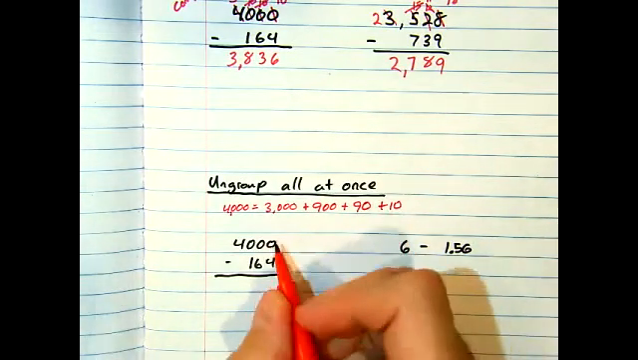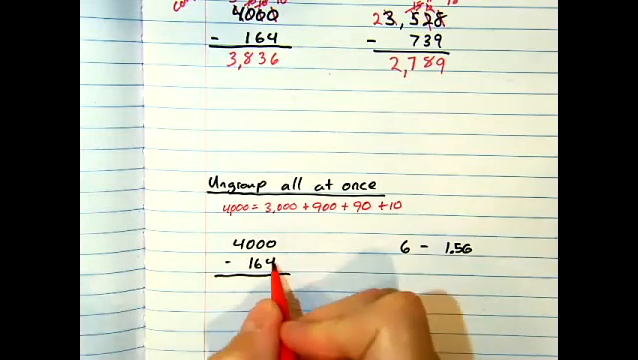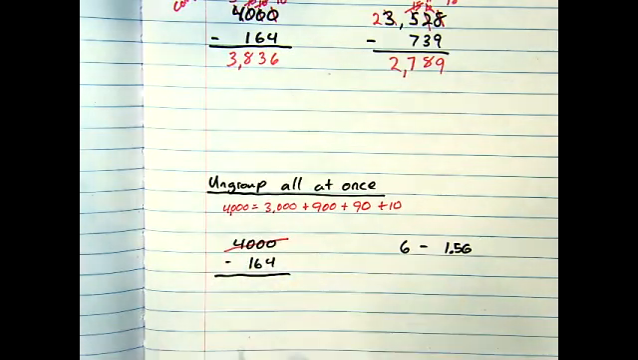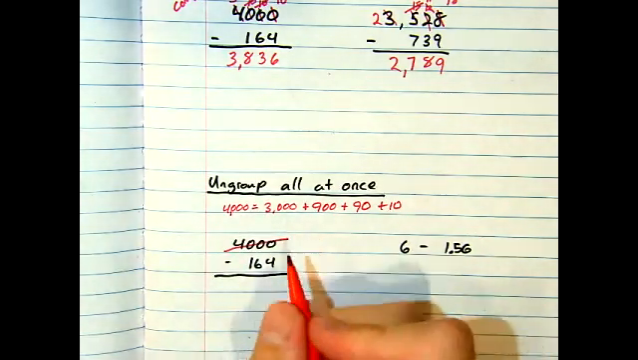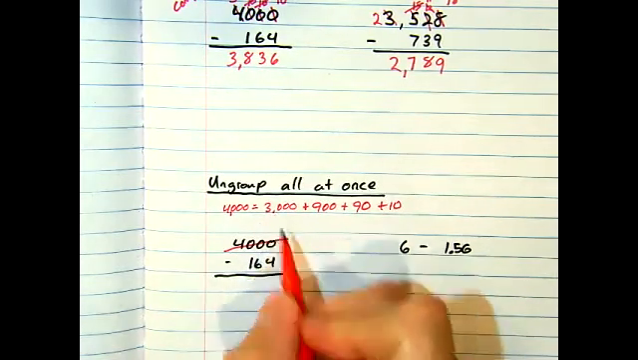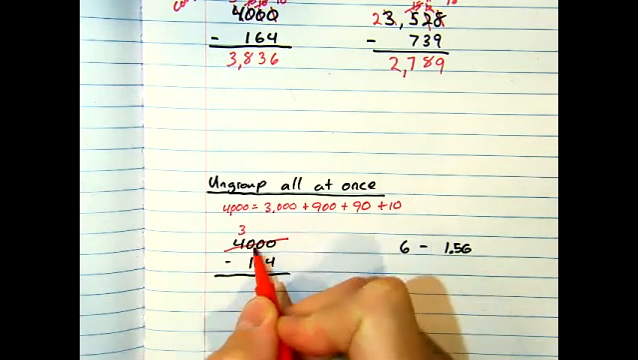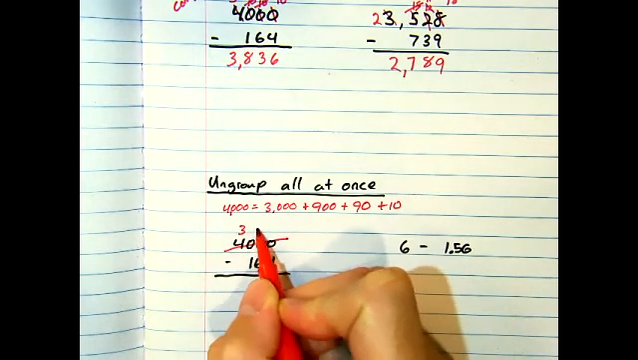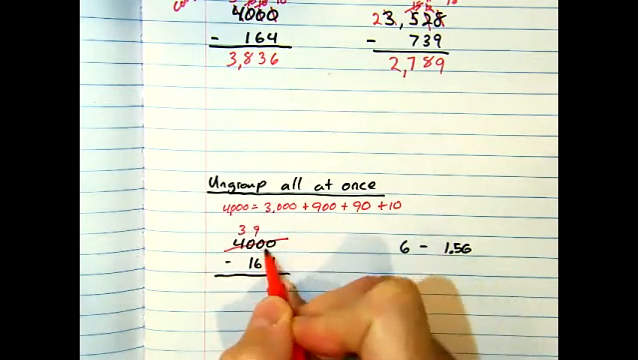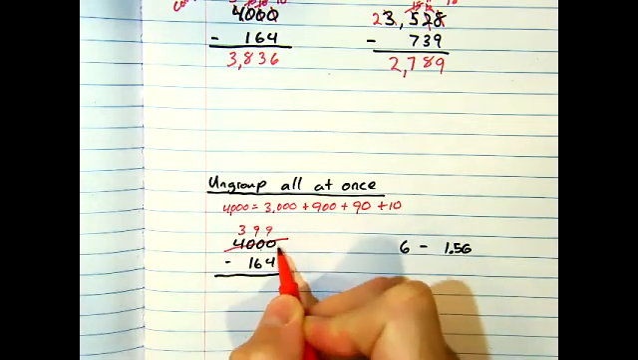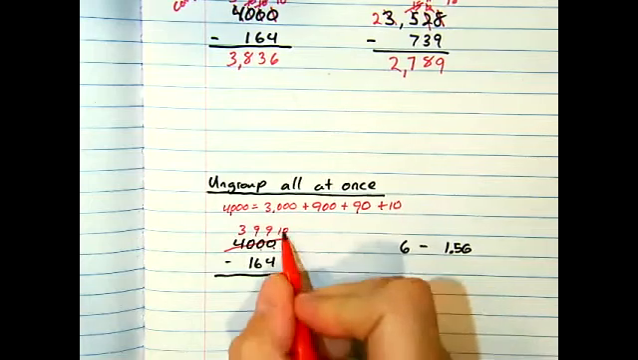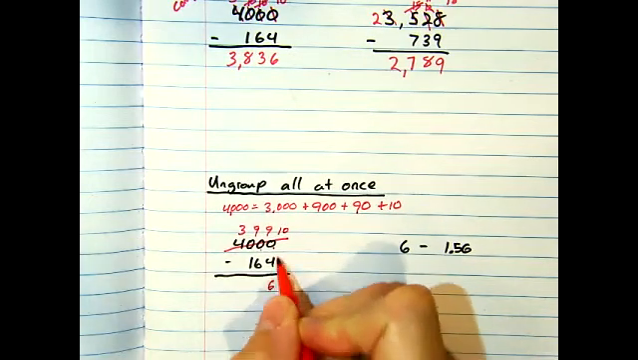So now I can go to my whole thing and I can go all at once and use this as your guide. Your 4,000 now is 3,000. Look at your hundreds place is now 9. Your tens place is now 9. And your ones place is now 10. 10 minus 4 is 6.